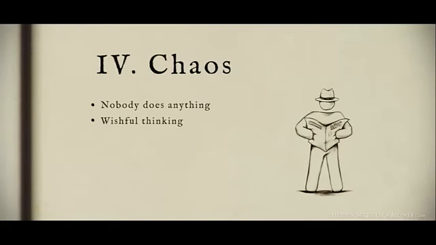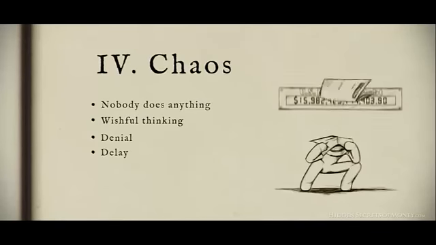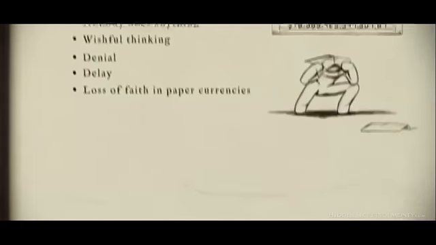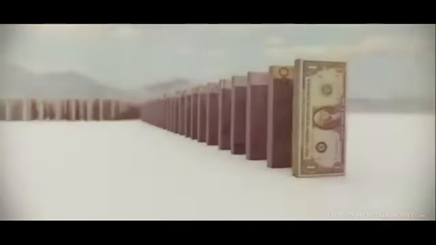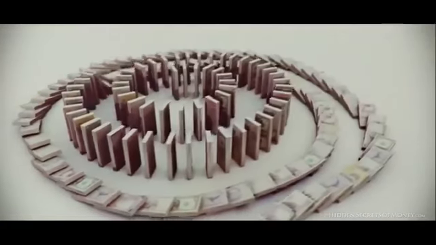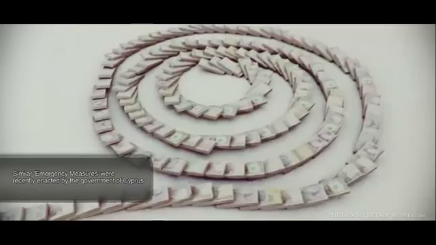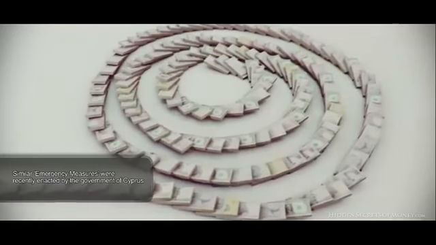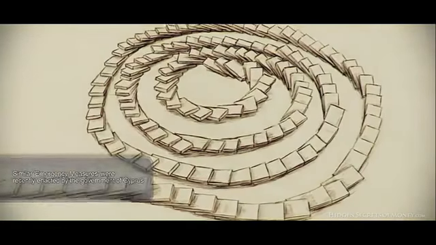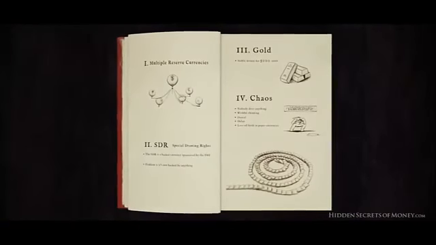There's a lot of wishful thinking. There's a lot of denial. There's a lot of delay. And we get to the point where people just totally lose faith in paper currencies, go to hard assets, and we have a sequential collapse of paper currencies around the world, at which point governments will have to react with emergency measures. And that could include coercion, confiscation, various sorts of freezes on paper assets. It could be a lot of things in that scenario. So to me, it's multiple reserve currencies, SDRs, gold, or chaos. I favor gold, but I fear that we may get chaos.